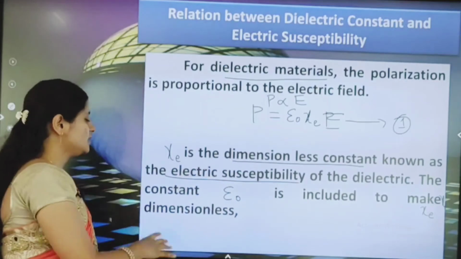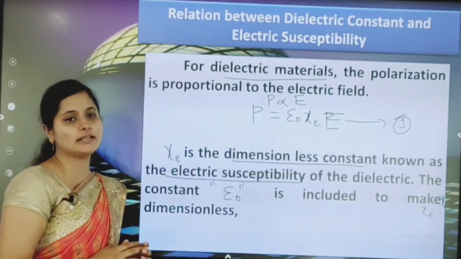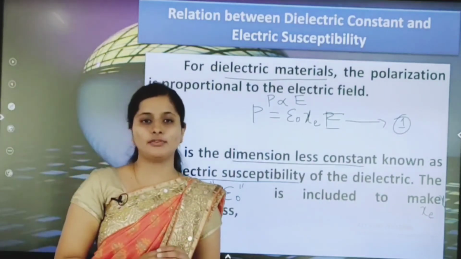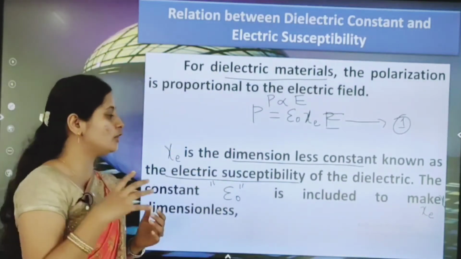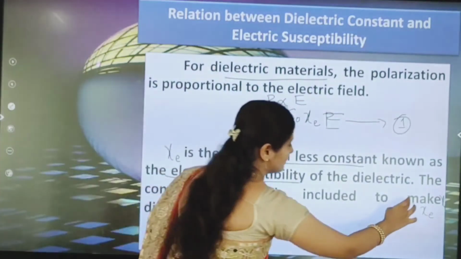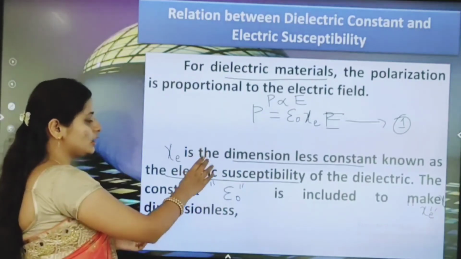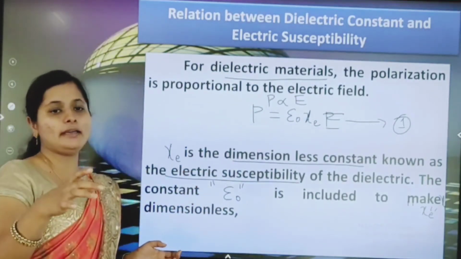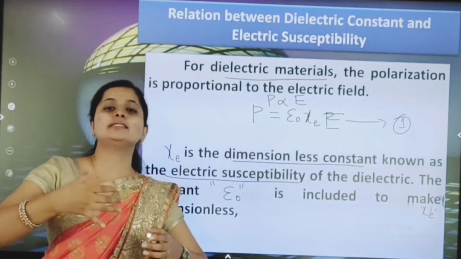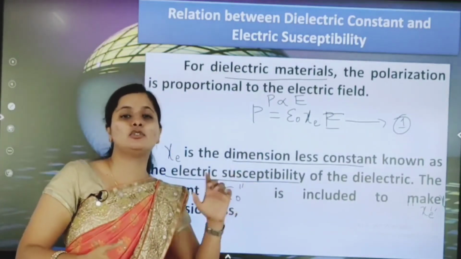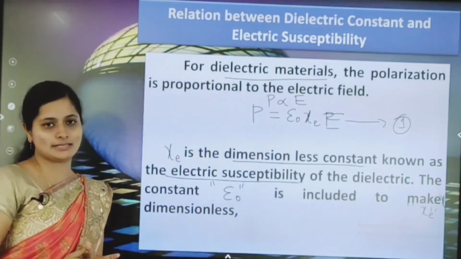Next here, the constant epsilon naught. So already we know that epsilon naught is nothing but what? Permittivity of a free space. So here the constant epsilon naught is included to make the xi e dimensionless. So we are including the epsilon naught. Why? Because our xi is dimensionless. To make the xi dimensionless, we are including here the epsilon naught. Okay, this is the explanation of this slide.